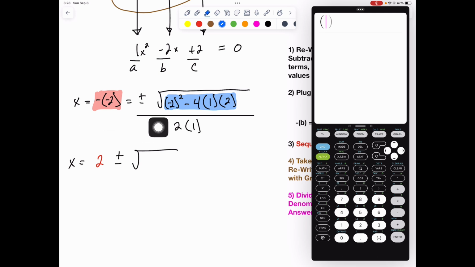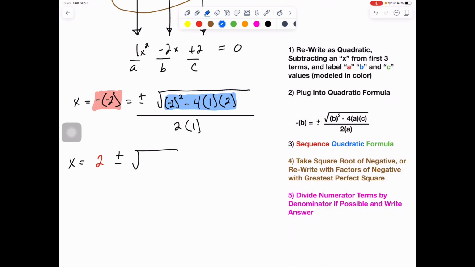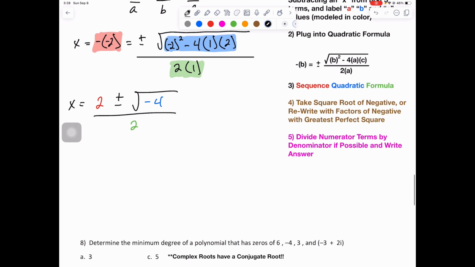We're going to open a parenthesis, -2, close it, hit x squared, do -4, open, put in a 1, close, open, put in a 2, close, hit enter, we get -4. So I'm going to write -4 underneath our radical here. And then in green, we do 2 times 1, so we need to set that over 2.